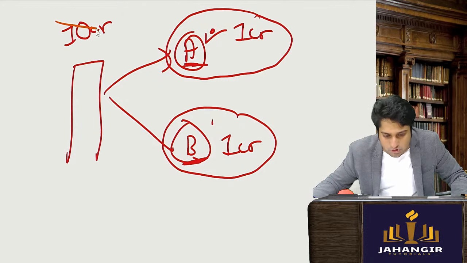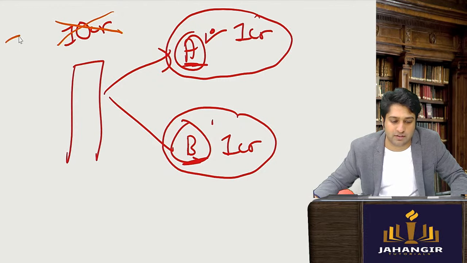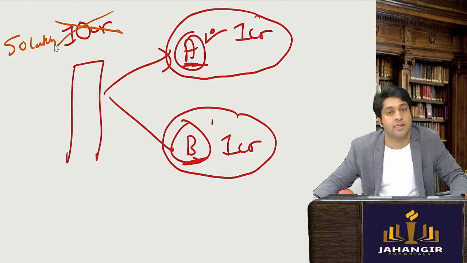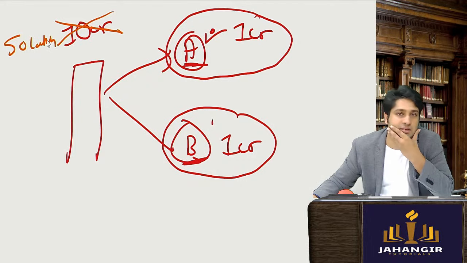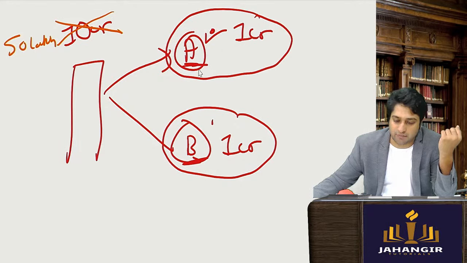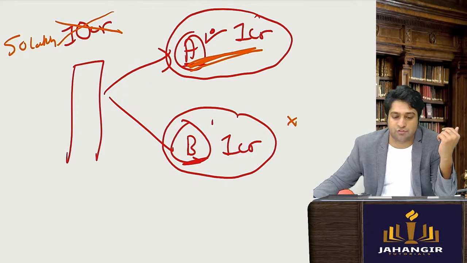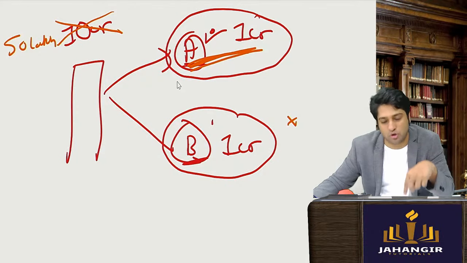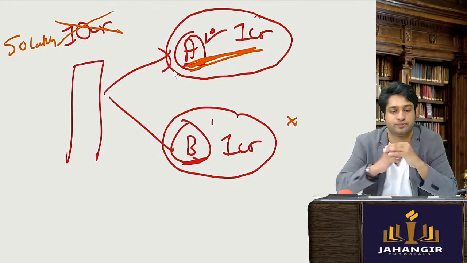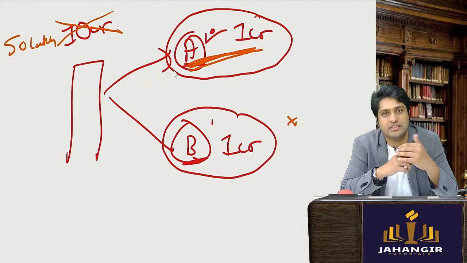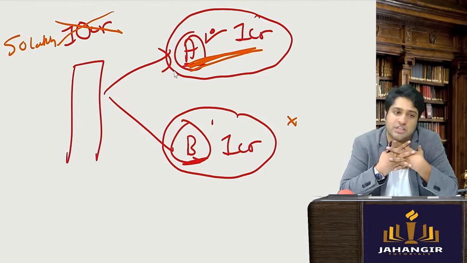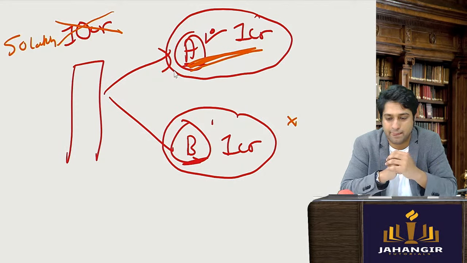Now see what happens. If this building was destroyed and its value became 50 lakhs. Now the question comes, who will get the money? As per doctrine of priority, first this guy will get. So he will get 50 lakhs and this guy will get absolutely nothing. Now after knowing this, would you ever want to be a subsequent charge holder? Yes or no?